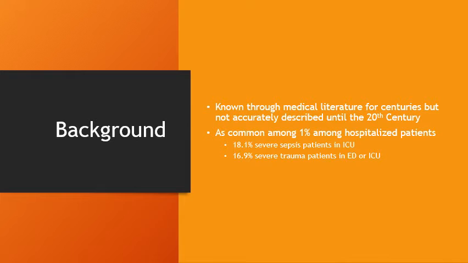Some background information of DIC is that it was known throughout medical history due to medical literature written about it for centuries, found with other diseases. It was not accurately described and made officially into its own disease until the 20th century. Because it is found with many underlying diseases, it is found in 1% of all hospitalized patients. It is found more commonly with sepsis patients, with 18.1% of ICU patients having DIC, and 16.9% among severe trauma patients in the ED or ICU.